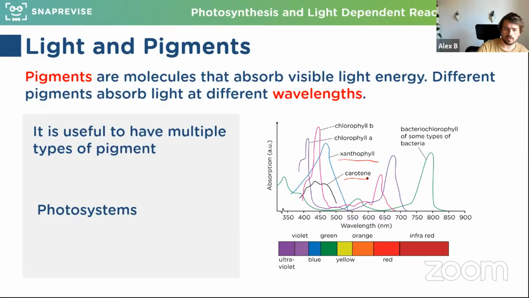So why is it useful to have multiple types of pigment? What do you think? Yeah, nice, Ashani. So different wavelengths of light can be absorbed.